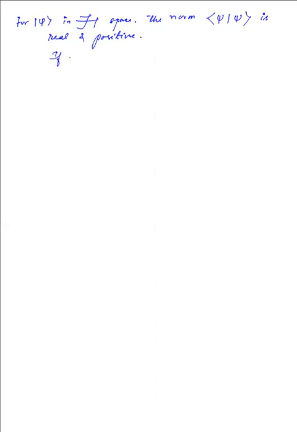Now, for any state vector psi ket of the Hilbert space, the norm, which is the inner product of psi with psi, is real and positive. And if the state is normalized, of course, then we are obviously going to get the scalar product to be equal to 1.